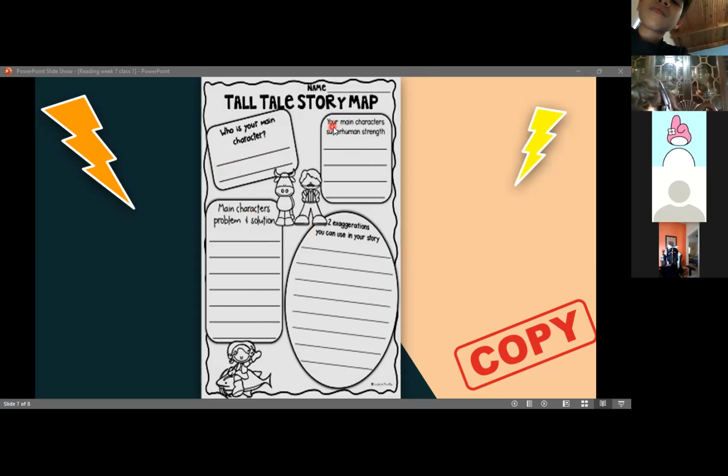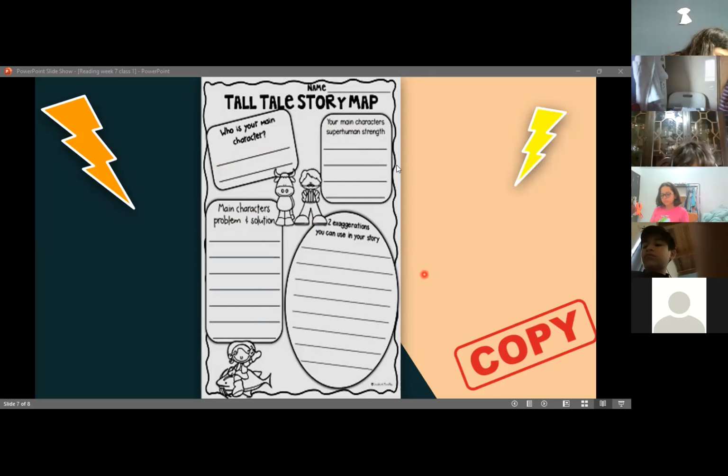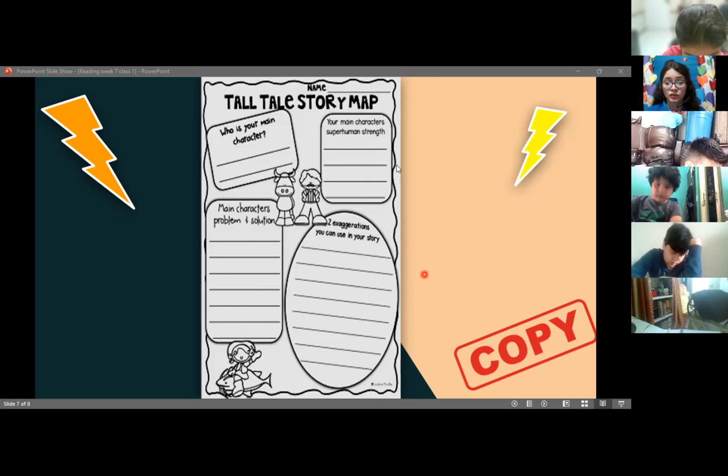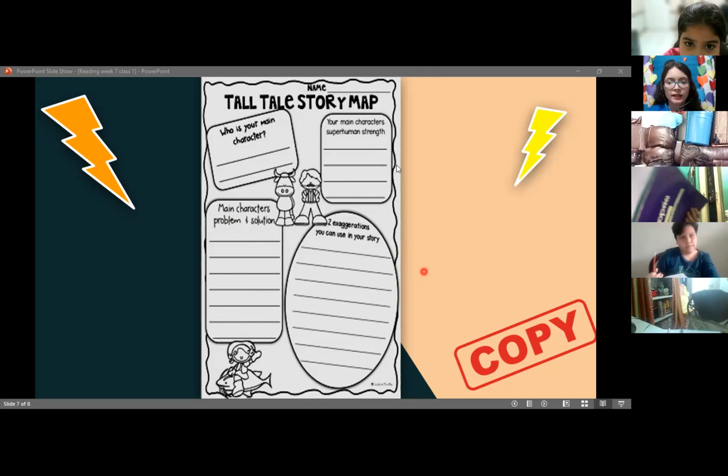What about number two? It says your main character has superhuman strength. So think about it, you already read the story, right? So you know the superhuman characteristics of this boy. What about Johnny Appleseed? What can you tell me about the superhuman characteristics that this boy has? He's strong, he's tall. Tall. Okay, so you write the characteristics of him.